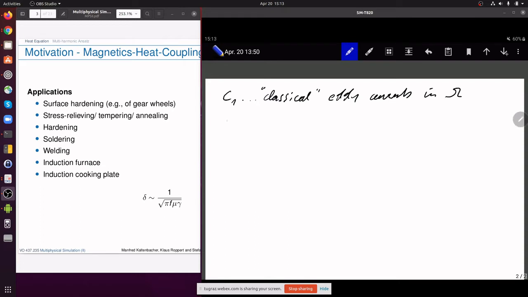And the last part, the C2, scaling with the square root of f. These are the so-called excess losses.